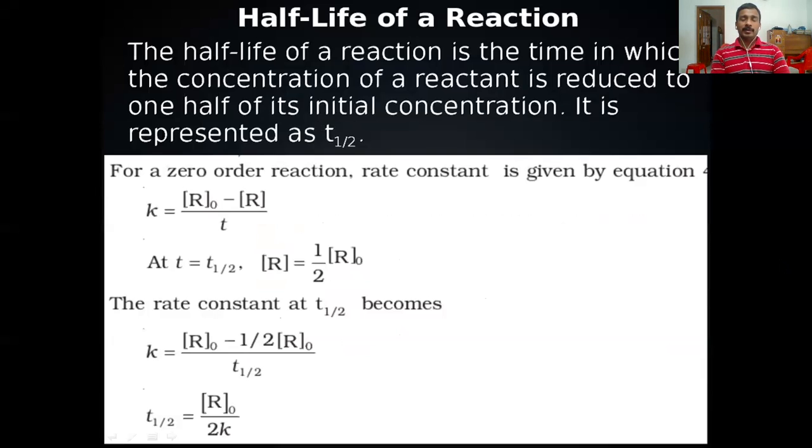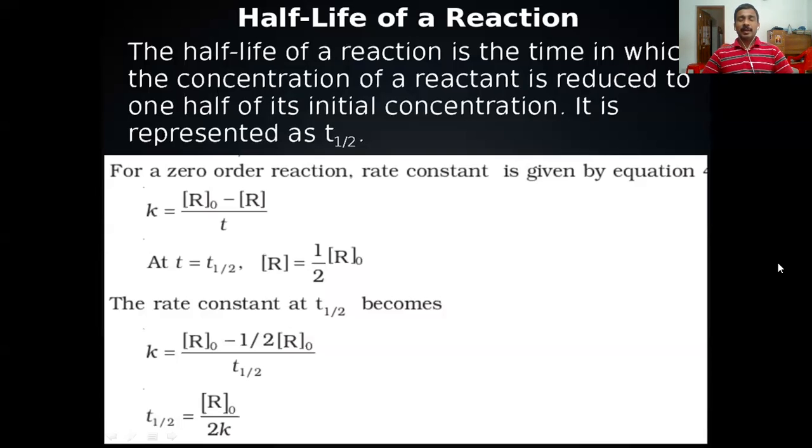Half-life period means it is the time required to complete half of the reaction. That means it is the time required to reduce initial concentration to half of the initial concentration. That is half-life period. Half-life of a reaction is the time in which the concentration of a reactant is reduced to one half of its initial concentration. It is represented as T half. Here we have two cases, zero order reactions and first order reactions.